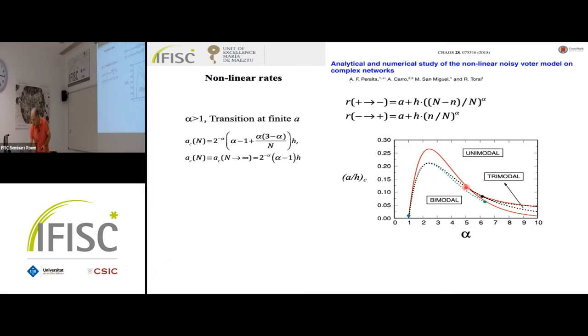So the message is that by including this non-linearity, you modify essentially the conclusion of the model. A model which did not have a phase transition now does. This is a relevant parameter. The distribution has three peaks, two extremes and one in the middle, which is metastable.